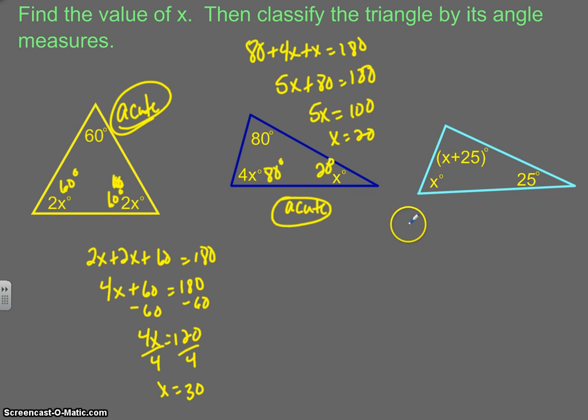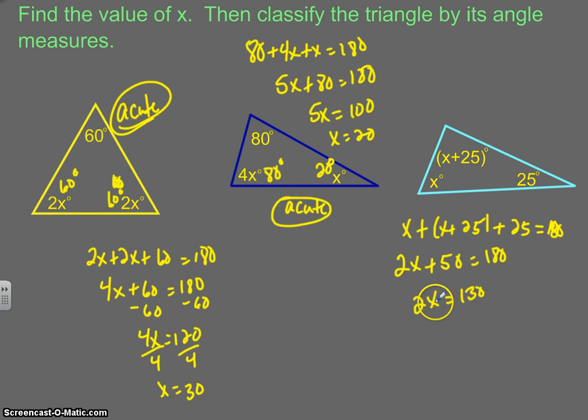Next one, we've got x plus 25, plus x, plus 25 equals 180. Okay, add the x's together. We get 2x, add the 25's together, plus 50 equals 180. Subtract 50 from each side, 2x equals 130. Divide by 2, x equals 65.